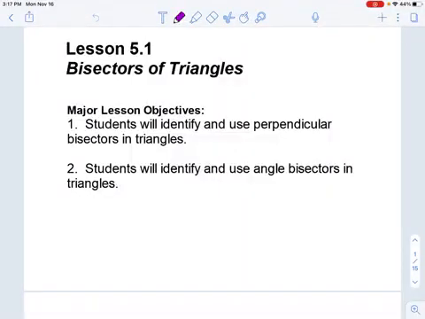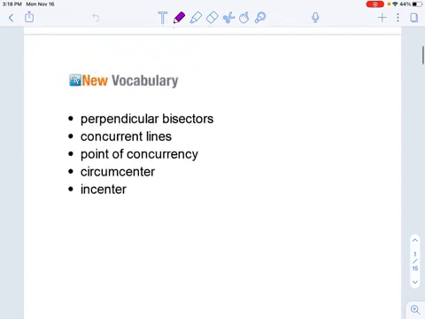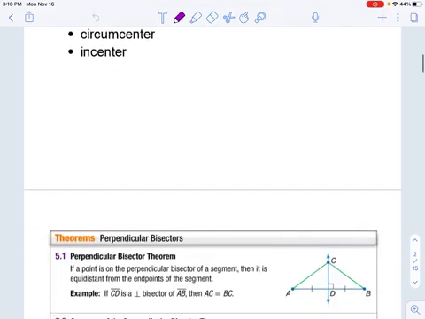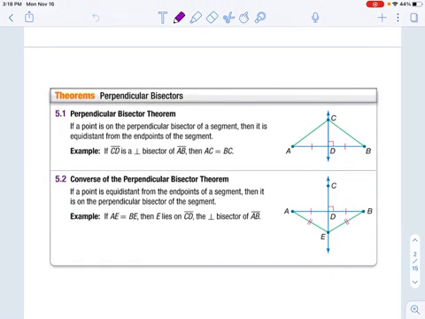Hello, today we are going to cover bisectors of triangles. You guys will be able to identify and use perpendicular bisectors as well as angle bisectors in these triangles. Our new vocabulary is perpendicular bisectors as well as concurrent lines, point of concurrency, circumcenter, and incenter.